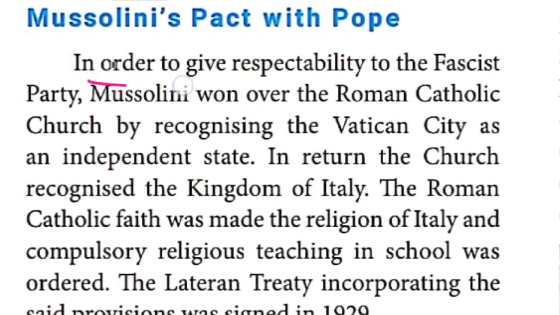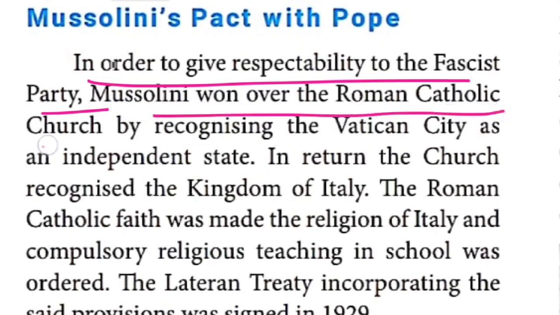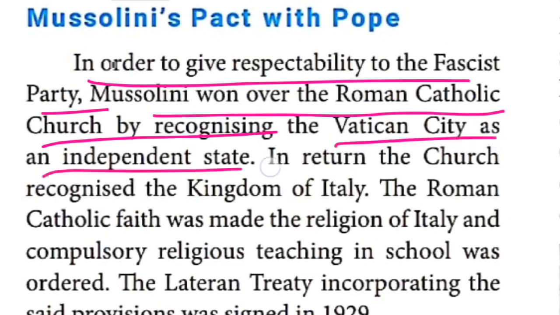Once again, I am telling you, children, in order to give respectability to the fascist party, Mussolini won over the Roman Catholic Church. Who is the head of the Roman Catholic Church? The Pope. His place is Vatican City, as an independent state. In return, the church recognized. So both of them signed the treaty, the Pope as well as the King, which Mussolini signed, on the basis of the Lateran Treaty in 1929. On the basis of that, the King recognized the sovereignty of the Pope.